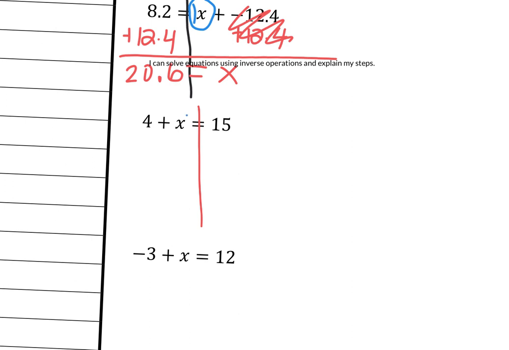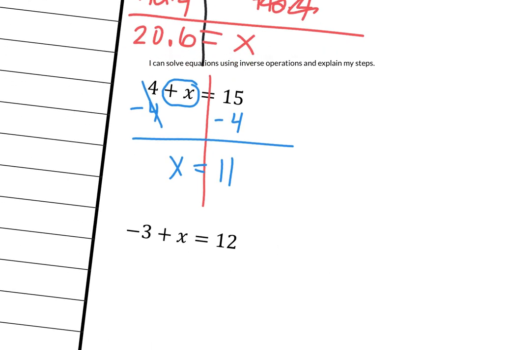I'm going to circle my x and the plus sign next to it so I can see that this is a positive x. I see that 4 is on the same side as x, so I'm going to need to remove that 4. Right now it's positive 4, so to get rid of it, I'm going to minus 4. And whatever I do to the left side, I also have to do to the right side. So I am going to get x equals 11. 4 minus 4 is 0, and 15 minus 4 is 11. All right, going to the next problem.